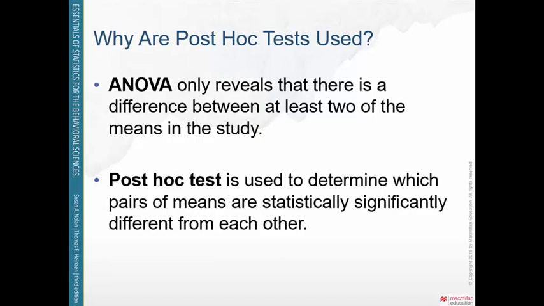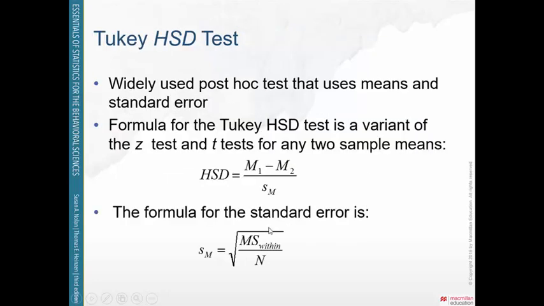So why are post-hoc tests used? ANOVA only reveals that there's a difference between at least two of the means in the study, but you don't know where they are. So our post-hoc test is used to determine which pairs of means are statistically different from each other. All right, we're going to talk about this Tukey HSD test.